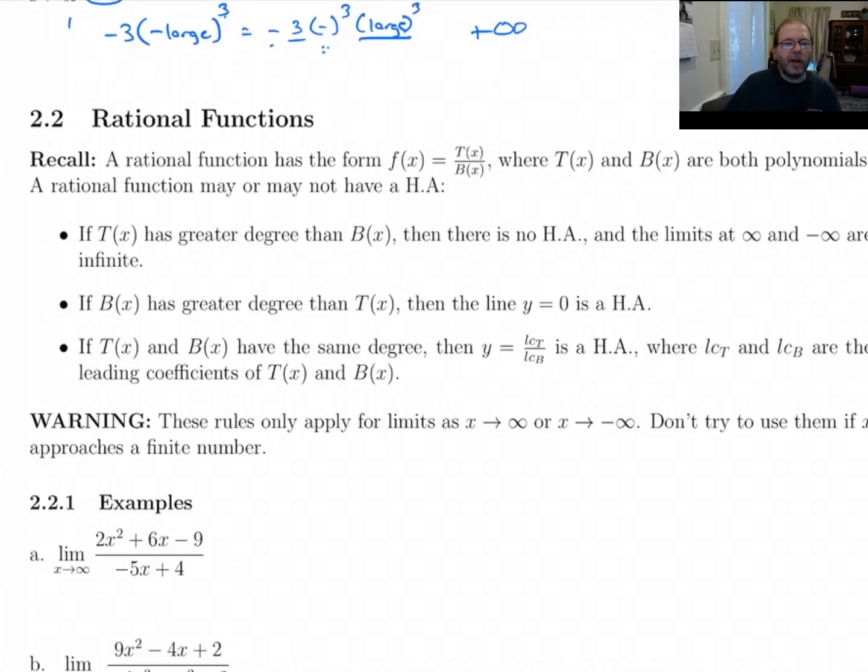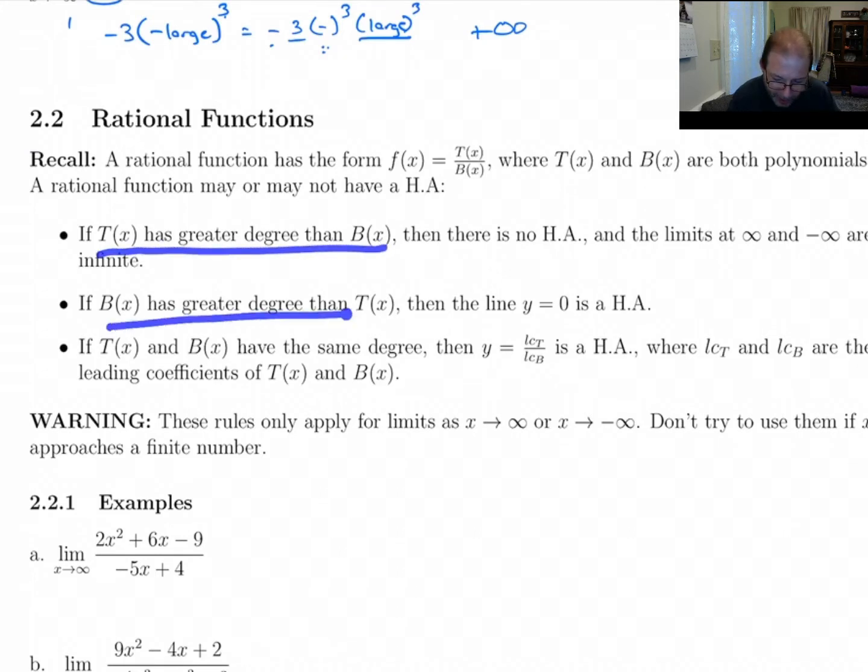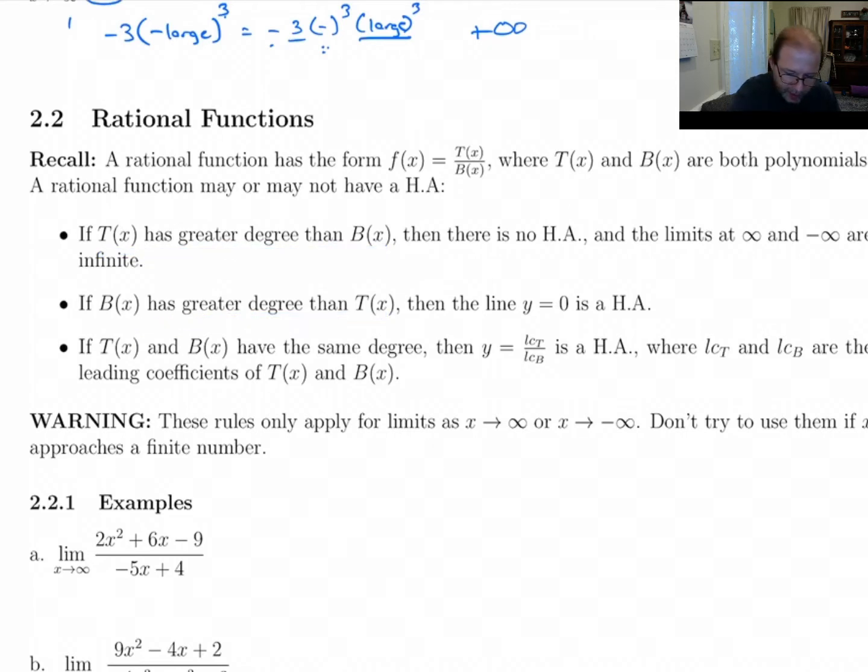All right, let's talk about rational functions and their behavior when x goes to infinity or negative infinity. Turns out some of them have horizontal asymptotes and some of them don't. And it all has to do with how fast the top and bottom grow. Now, we've got some rules here that tell us what happens if the top has greater degree and if the bottom has greater degree. But instead of just memorizing that, let's work this up a little bit.